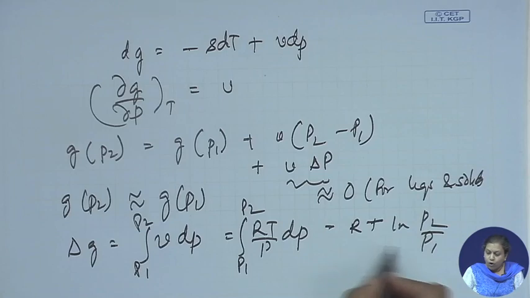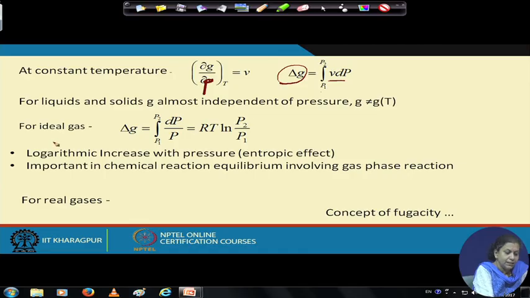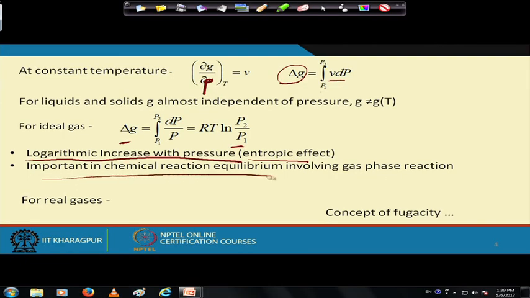So, what type of expression is this? We find that for an ideal gas, the variation of Gibbs free energy with pressure exhibits a logarithmic effect, which is nothing but due to the entropic effect, because if you remember, the enthalpy change of an ideal gas with pressure is equal to 0, which we had already derived. This particular equation is very important in chemical reaction equilibrium involving gas phase reactions, right.